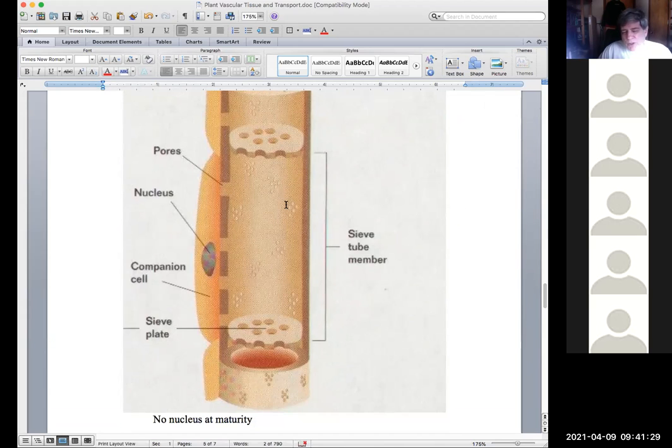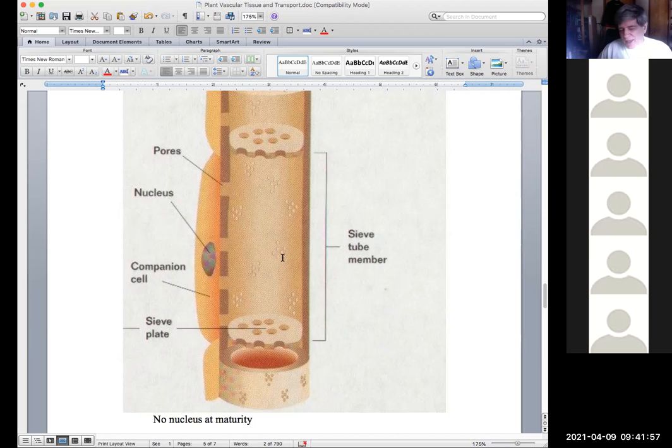Now, they don't have most of the organelles that are found in the cytoplasm, or if they have them, they have very small amounts. So they don't have as much mitochondria as a regular cell or as much endoplasmic reticulum. And in most plants, the sieve tube doesn't have any. So this is a living cell though. There is cytoplasm in here.